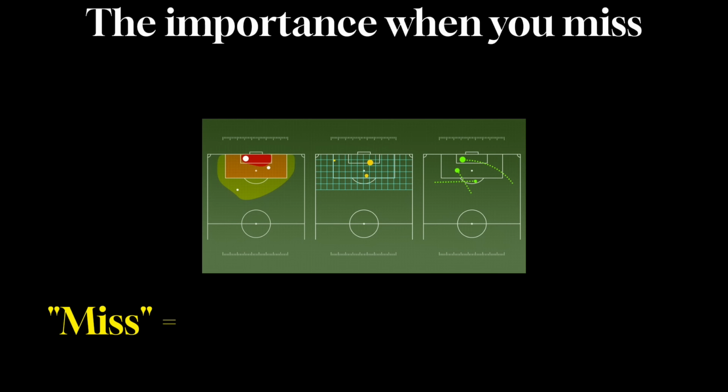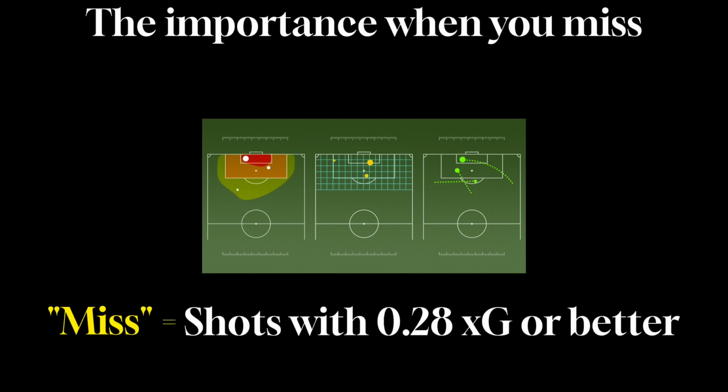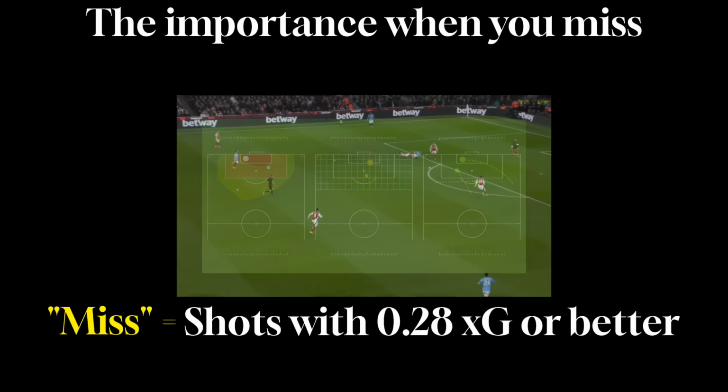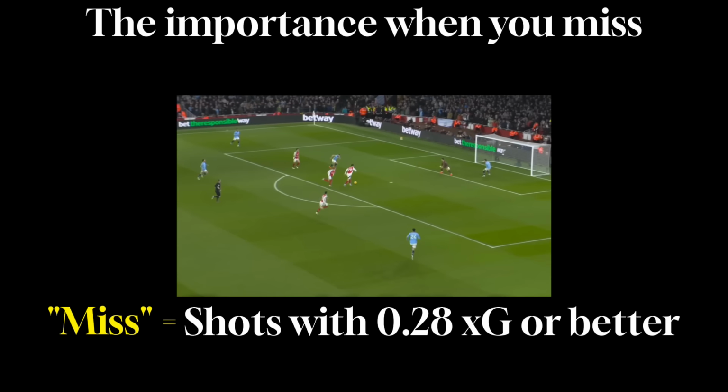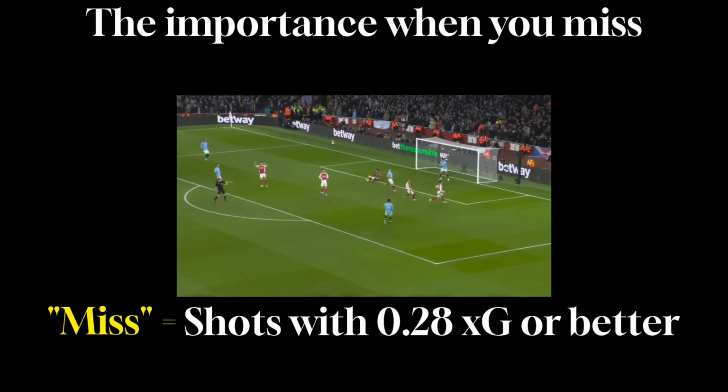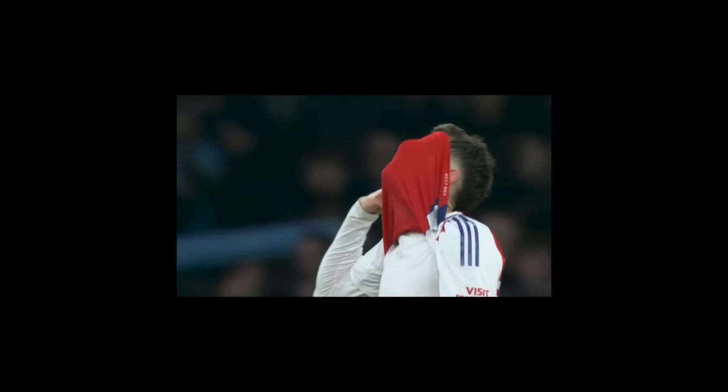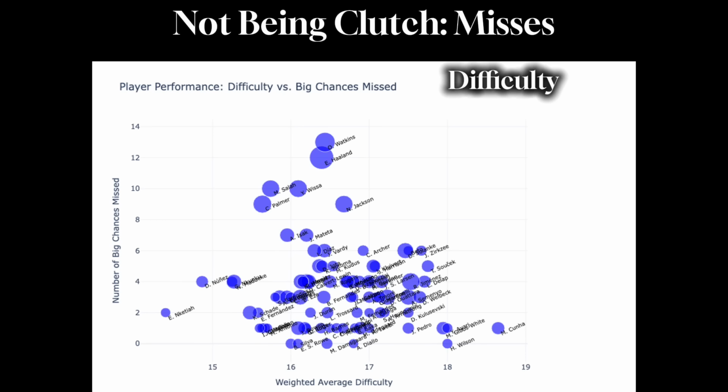Because many shots in football are unlikely to go in, I only defined a miss as a shot that didn't end up in a goal that had an XG of .28. If you watched these opportunities, I think you would agree that these are ones the best players should be putting into the net a lot of the time. First, we'll look at the difficulty.